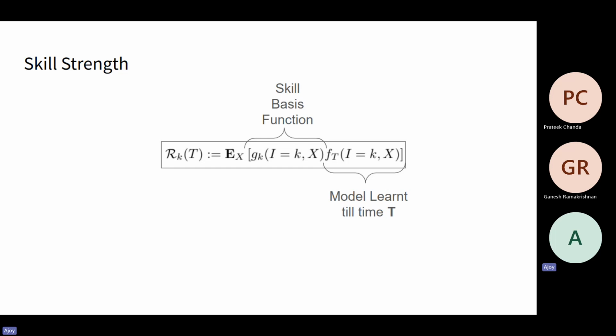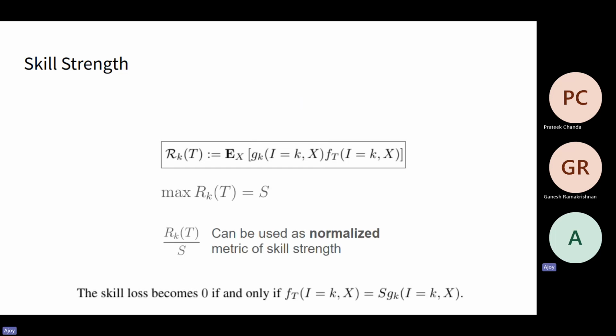So they define something called skill strength. The skill strength is basically an expectation over the actual skill basis function and what the model learned. The expected value of this will be s squared. Yeah, s. Move much later. So the maximum value of this will be s, because these will be 1 or minus 1. The model should learn the s as well. So if it arrives at this equation, which means it becomes completely aligned to what we want to learn, the maximum value will be s.